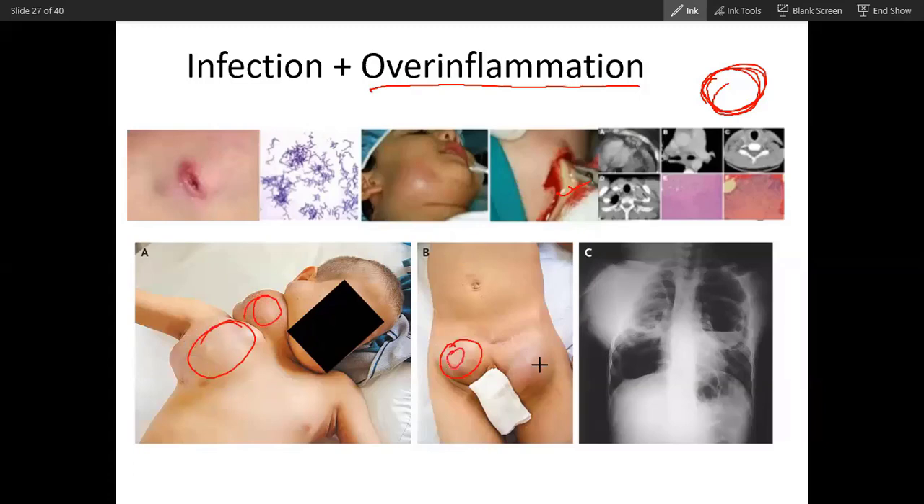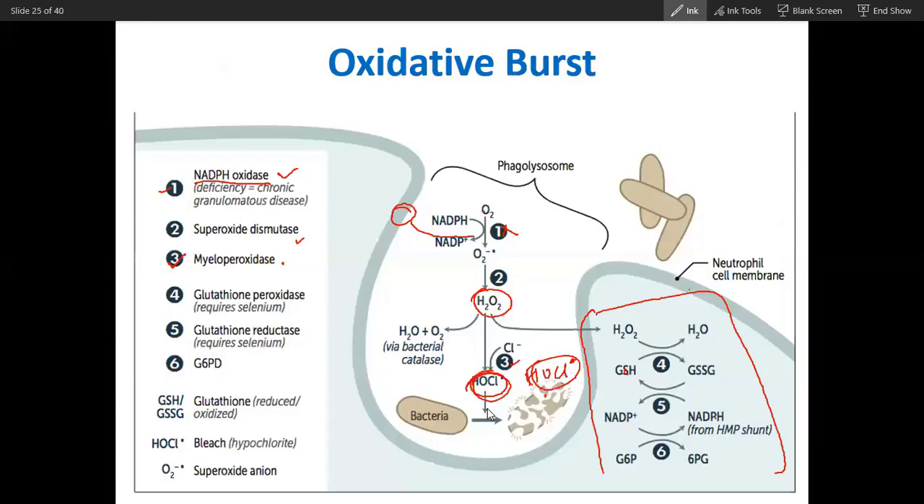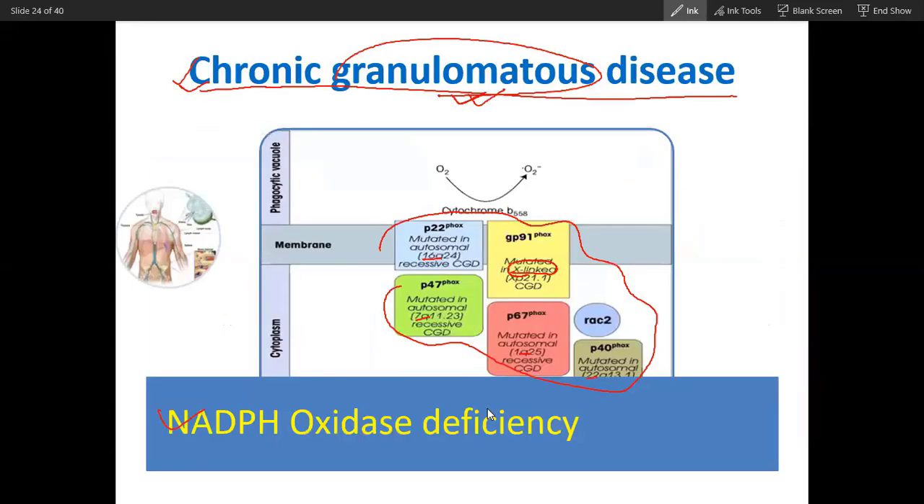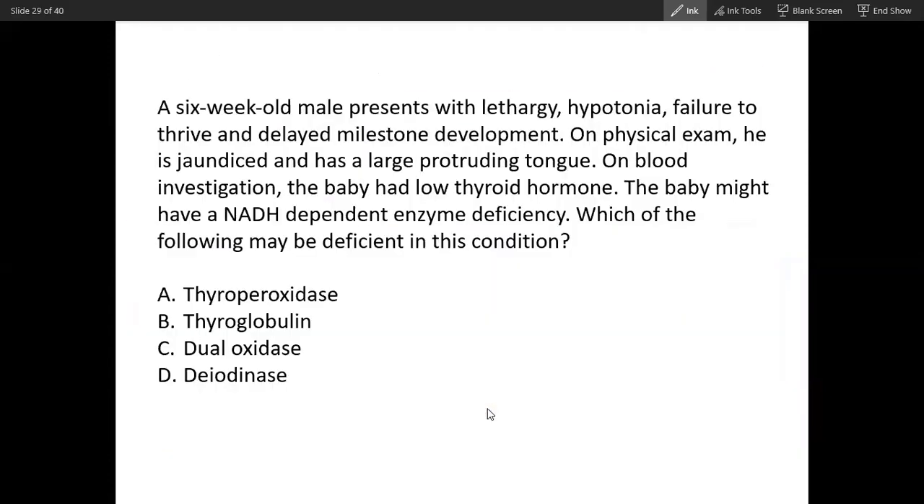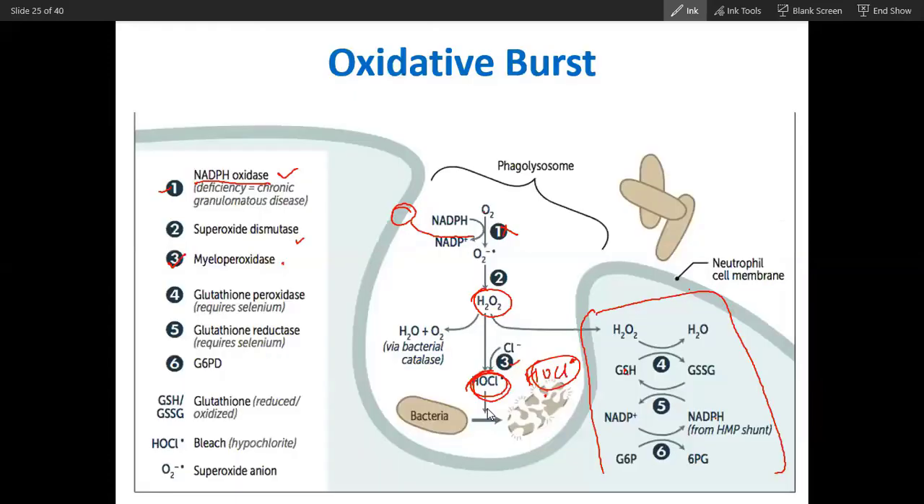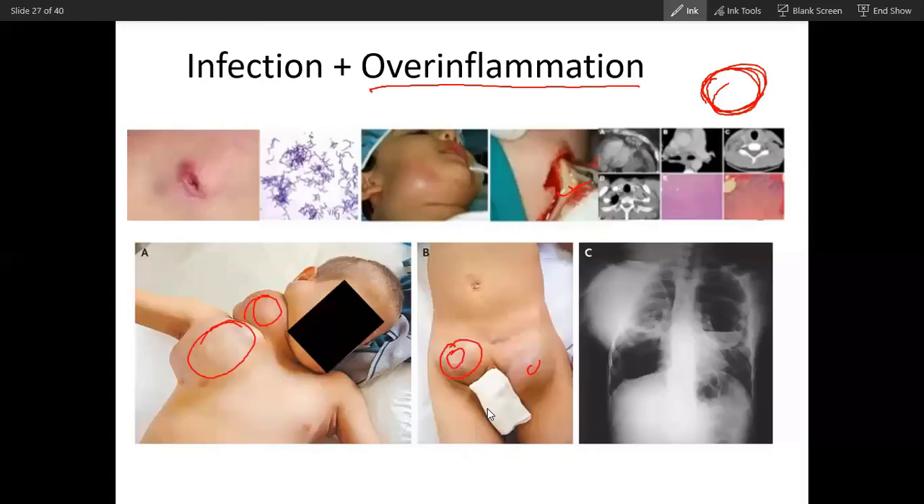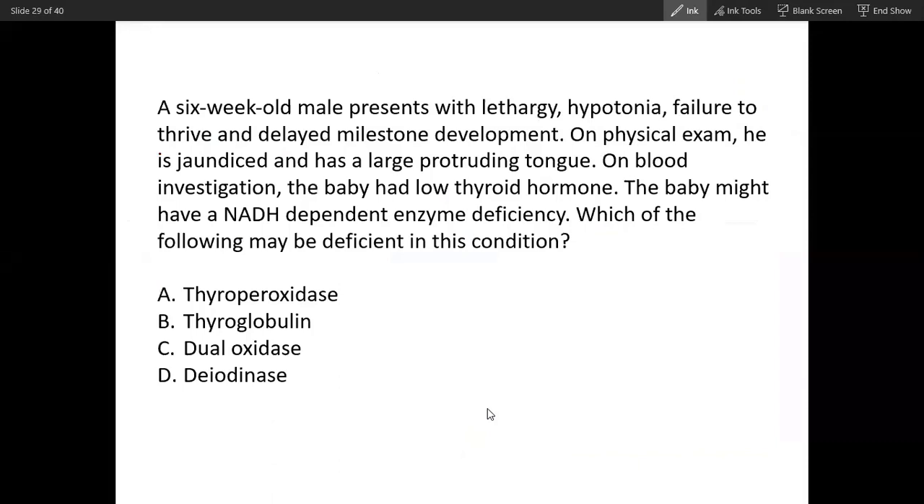You can see the lymph nodes here. All lymph nodes, you will see swollen lymph nodes there. So this is chronic granulomatous disease. It is because of deficiency of NADPH oxidase. And this is a different type of NADPH oxidase that is present in macrophage. Okay, there are different types of NADPH oxidase. Another type of NADPH oxidase is present in the thyroid gland. So let's see this case.